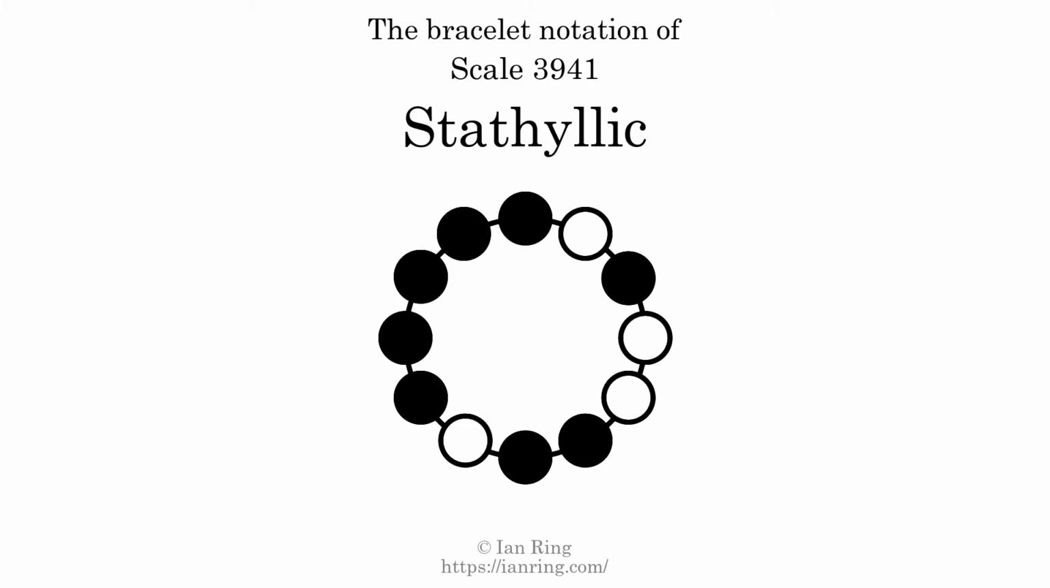This is a bracelet notation diagram of scale 3941. The shaded circles represent tones that appear in the scale, and they are read clockwise, starting at the top.